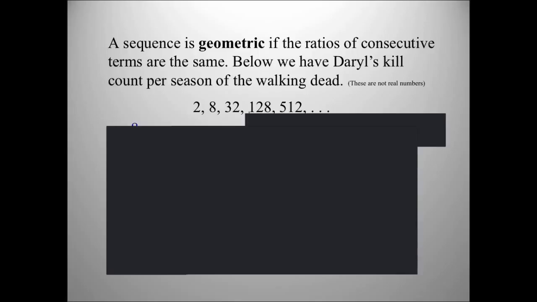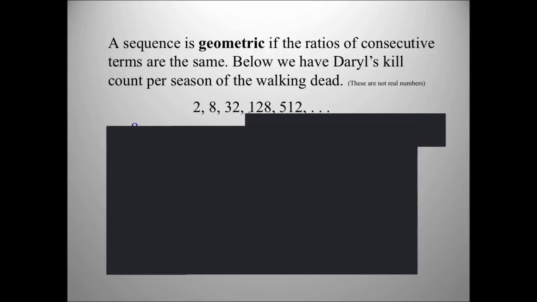A sequence is geometric if the ratios of consecutive terms are the same. As an example, we're going to use Daryl's kill count per season of The Walking Dead. Of course, these are not real numbers, I've just made them up. So to begin with, he had 2, 8, 32, 128, and then 512 kills in each season. We're going to evaluate the difference between, or the ratio between, each one of these seasons. To do that, we're going to divide consecutive terms.